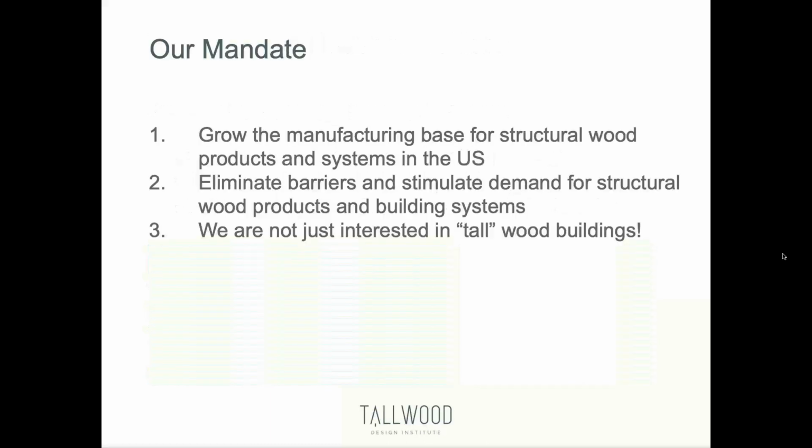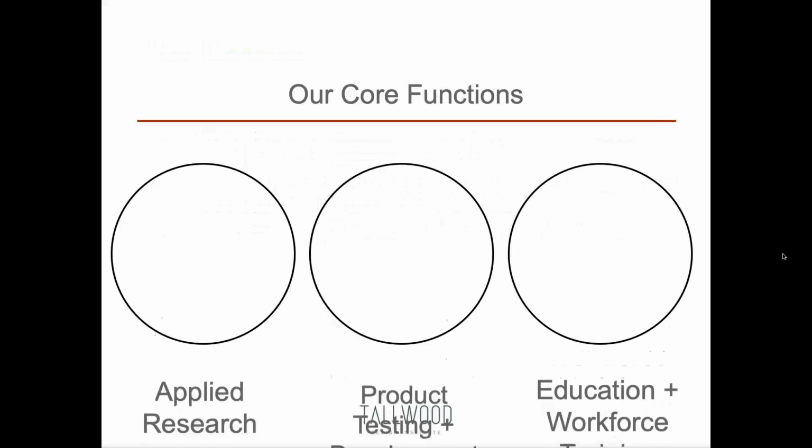So the aim of our collaboration, which has been around about 5 or 6 years, is to try to grow the manufacturing base for structural wood products and systems in the US. And we do that by trying to eliminate barriers and stimulate demand for structural wood products and building systems. It's important to note we're not really just interested in tall wood buildings. We see the sweet spot for mass timber actually is between 5 and 12 stories, above where light frame is competitive and below where concrete is really hard to beat. So tall wood is just a name to try and grab your interest.